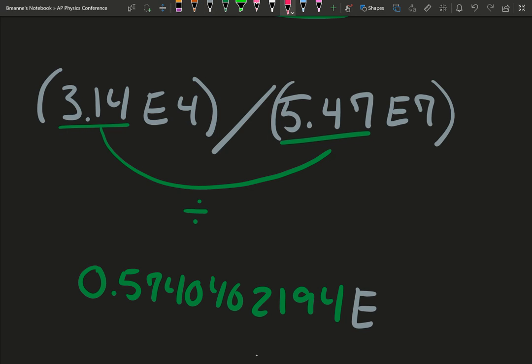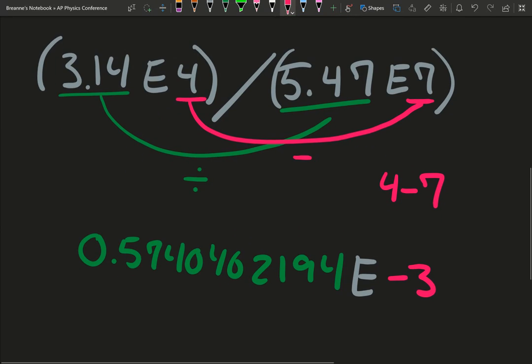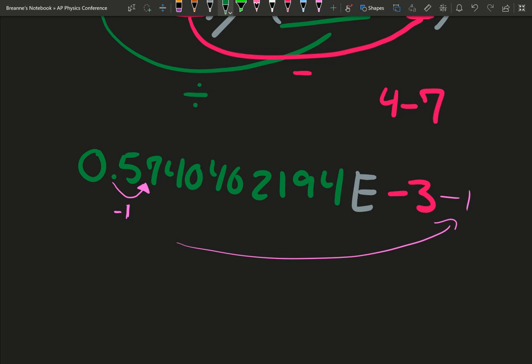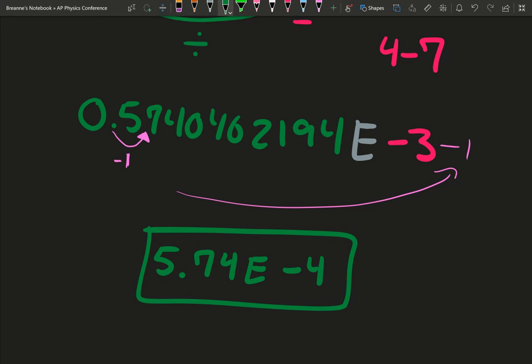E, and then your exponents, when you're dividing, you're going to end up subtracting those. So a 4 minus a 7. They go in order. That ends up giving you a -3. Again, I accepted that as an answer, but it's not in scientific notation. We need to move it over 1. But we're going from a smaller number to a bigger number, so we're going to end up subtracting. So our answer ends up being 5.74 E to the -4, because -3 minus 1 gives you -4. I accepted all versions, but that was the main answer I was looking for.